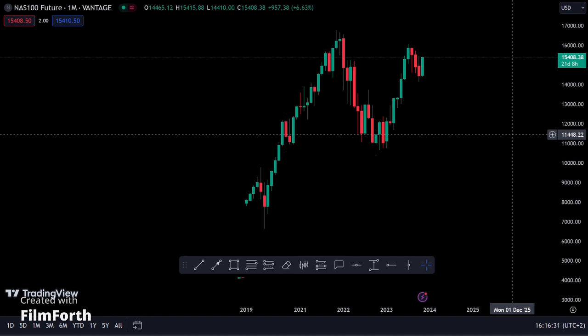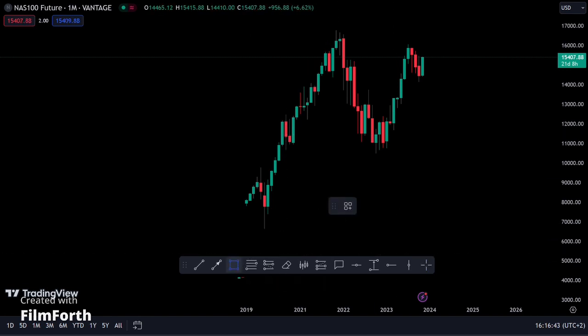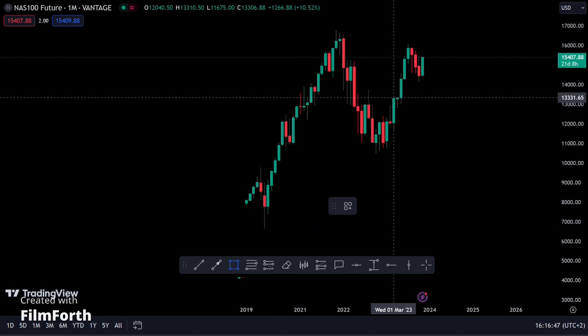We are looking at the monthly chart of Nasdaq, and right now it is 16 minutes past 4. Today I said, you know what? Let me analyze the chart during the time where it will be highly volatile.